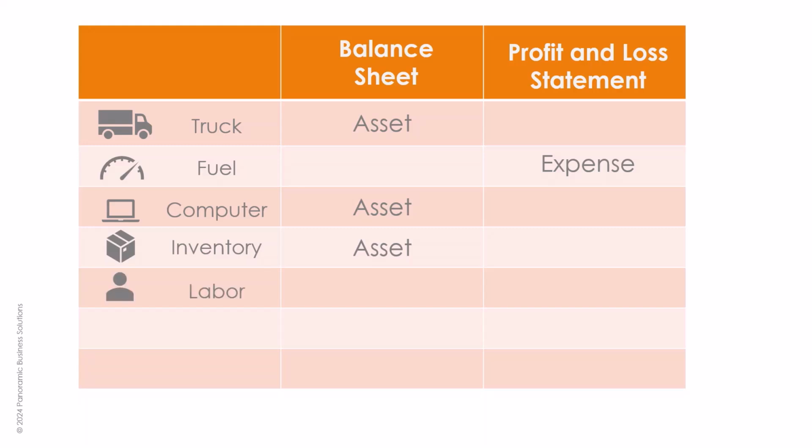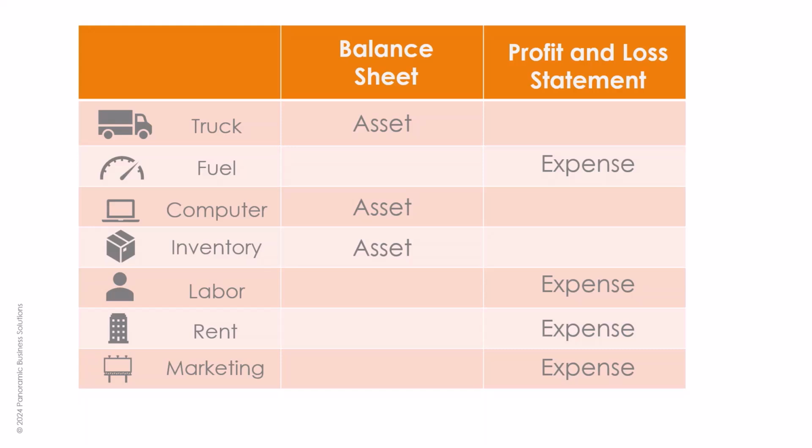So what about labor? When you pay your employees, where does it show up? On your balance sheet or your profit and loss statement? Yes, it's an expense on your profit and loss statement. And then rent. Where would it show up? If you pay your monthly rent to your landlord, where does it show up? You're correct. It is an expense on your profit and loss statement. And then finally, our final example is marketing. Where do you expect to see it on your financial statements?